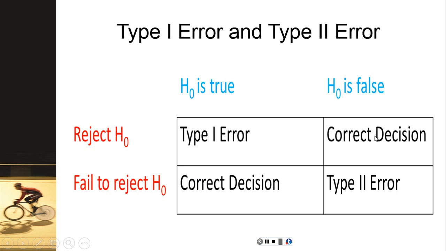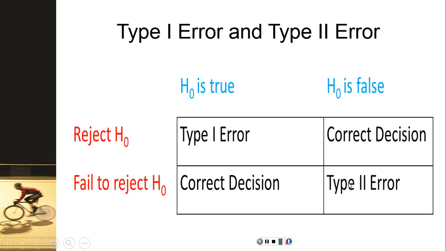The third outcome is when H0 is false. When the no effect hypothesis is false, and the researcher decides to reject H0, you reject something that's false. Actually, it's a great decision. Correct decision right there. No problem.